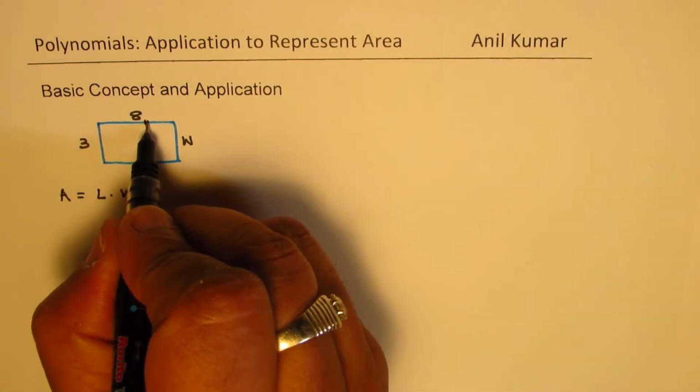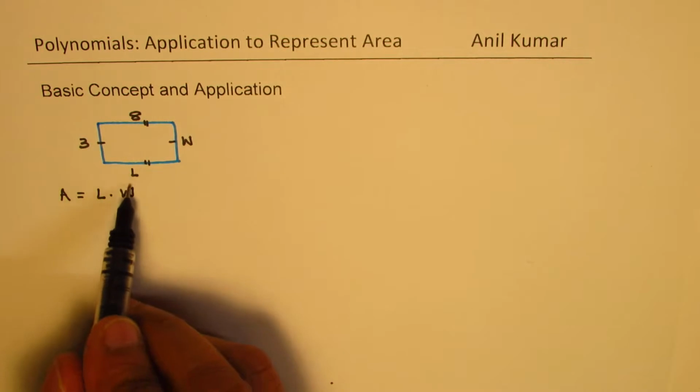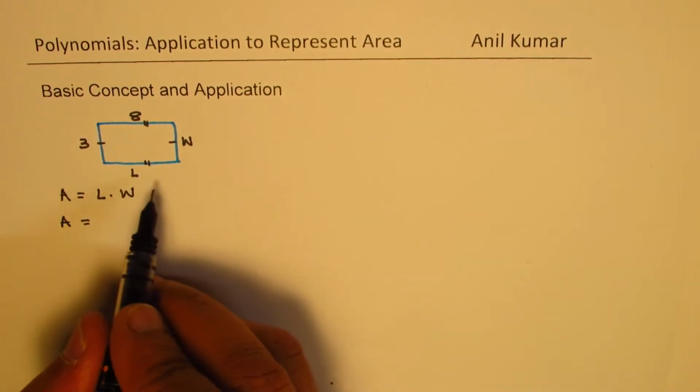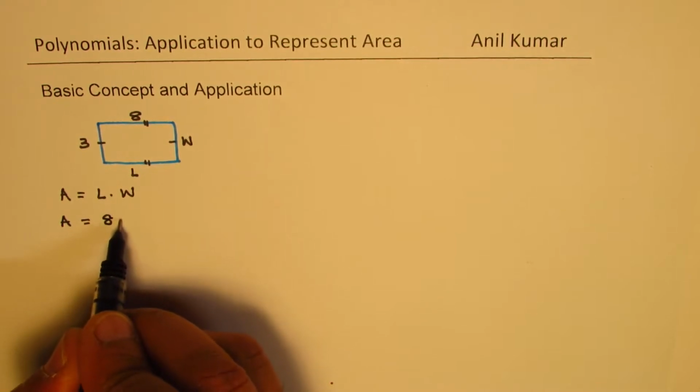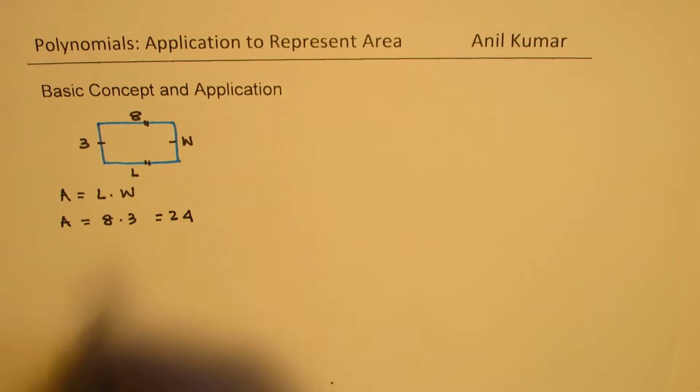Now in a rectangle, opposite sides are equal, right? So we have a width of 3 and a length of 8. So we know that the area of this rectangle is 8 times 3, which is equal to 24, correct? So that is how we get the area of a rectangle.